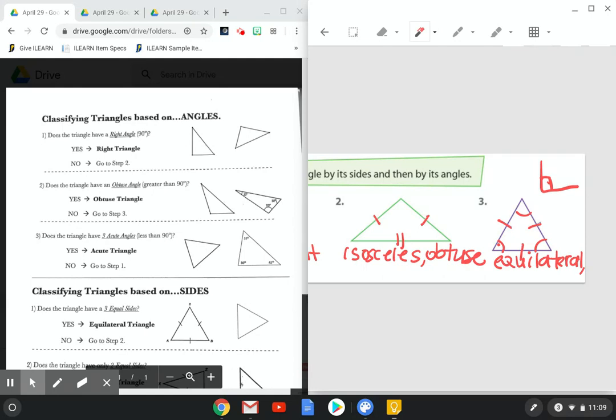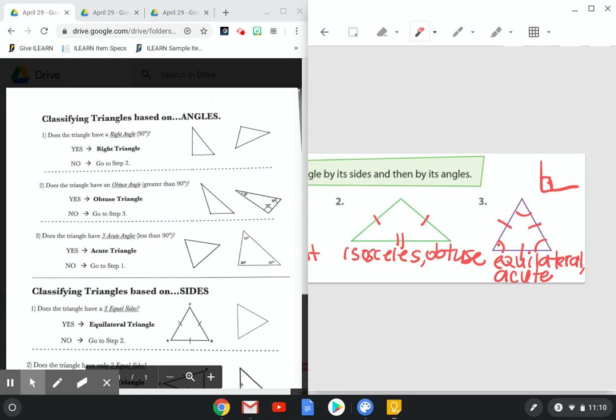Does the triangle have 3 acute angles? Well, yes. So all 3 of those are less than 90 degrees. So if I answer yes to question number 3, that tells me it is acute. Okay. So that's how we classify triangles by both the sides and the angles.